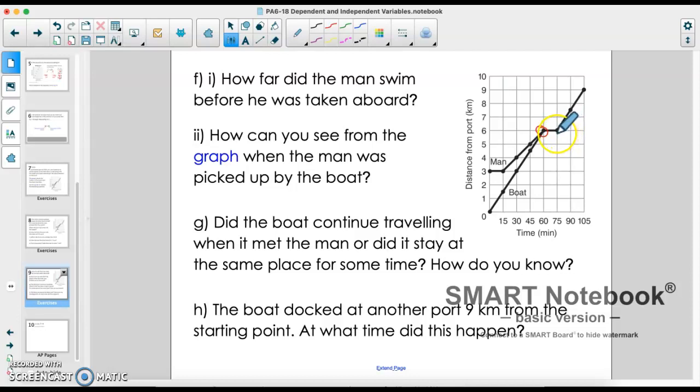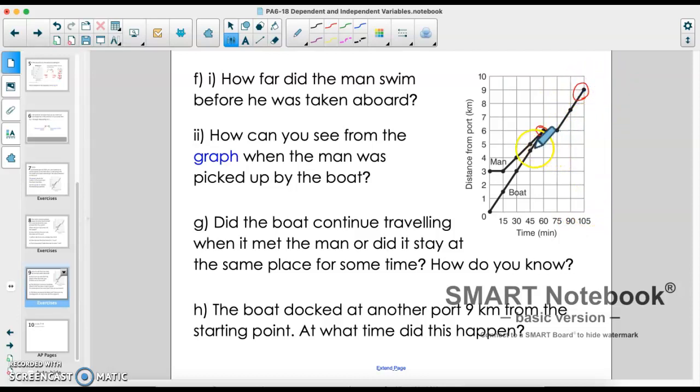The last question there says, the boat docked at another port 9 kilometers from the starting point. At what time did this happen? And so that is now 105 minutes. That's 9 o'clock, that's 10 o'clock, that's 10:30, and that's 10:45. And so the boat docked at 10:45 a.m. at another port.